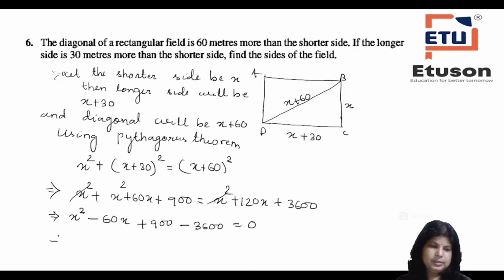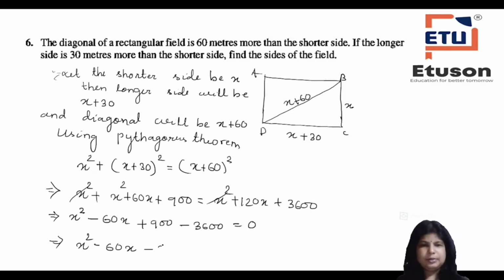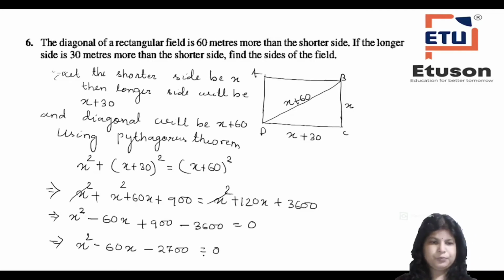It implies you'll get x square minus 60x minus, right, 3600 minus 900, so you will get 2700 is equal to 0. So x square minus 60x minus 2700 is equal to 0.